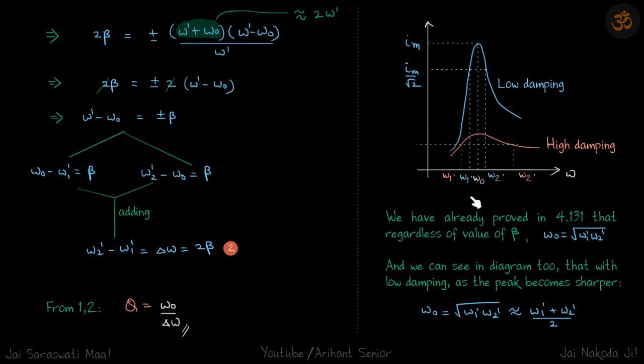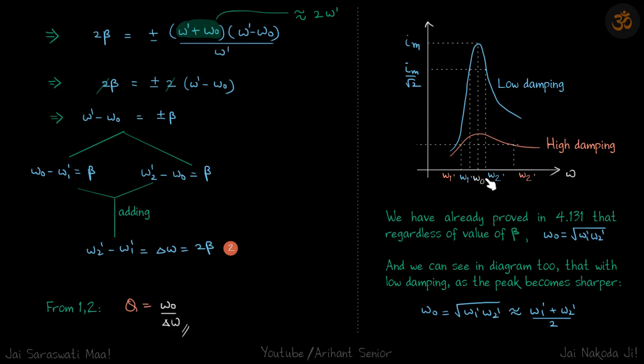And also another interesting thing is we have already proven in 4.131 that regardless of the value of beta, regardless of how the damping is, omega naught is always root of omega 1 dash omega 2 dash. So that is true in case of low damping. So omega naught is root omega 1 dash omega 2 dash here, and it's also equal to root of omega 1 dash omega 2 dash in case of high damping. But in low damping, we have just seen that this gap is also equal to this gap. So you know AM is equal to GM, right? So AM becomes equal to GM when this curve is pretty sharp and these gaps are equal.